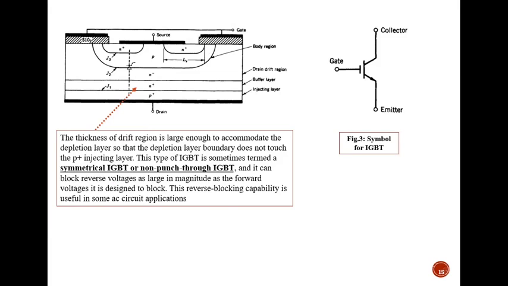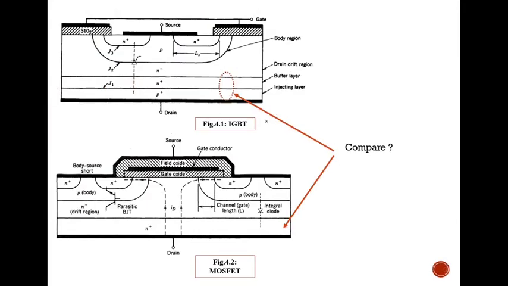One of the most important points: the buffer layer. Why is the buffer layer needed? Please pause the video and read this statement; I am sure you will get a good answer. Why is the buffer layer required? Another question: how does the IGBT differ from the MOSFET? Because there is a buffer layer and an injection layer.